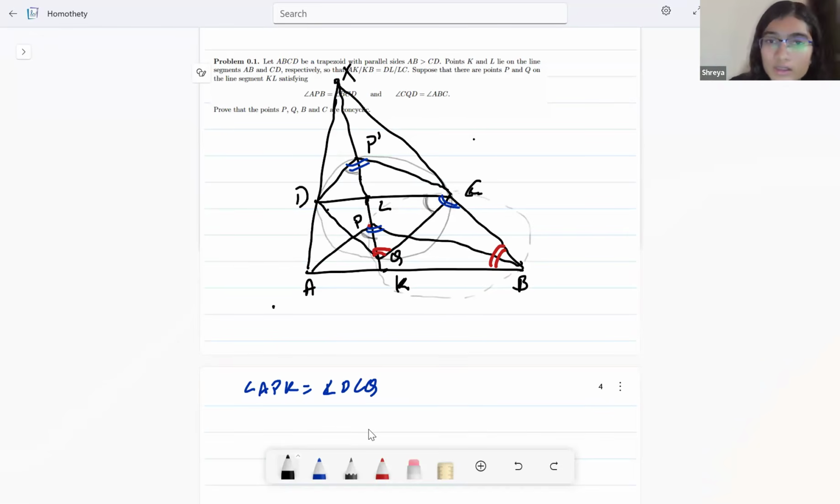So the other solution is that you can note that this angle is equal to this angle. So BC is tangent to that circle.